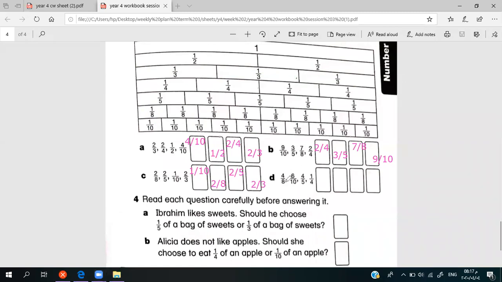Okay, 4 from the 8th. Here are the 8ths, and I'm going to color 4 parts. Then 6 tenths, 6 from the 10ths, 1, 2, 3, 4, 5, 6. And then 4 from the 5ths, 4 parts here, 1, 2, 3, 4. And then 1/4.